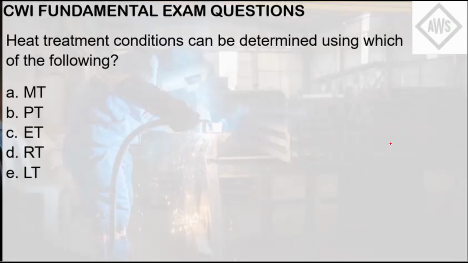So that electrical conductivity is a property that is affected during the heat treatment of the metal. Thus, ET can detect that condition or that property. Hence, it can detect the heat treatment condition of the metal. So the answer here is letter C.